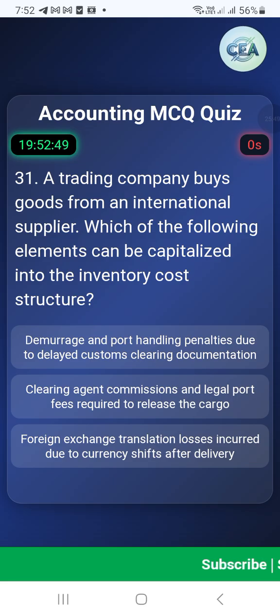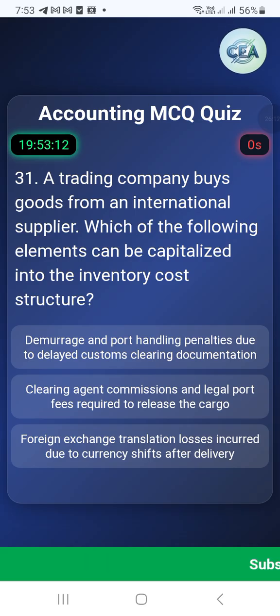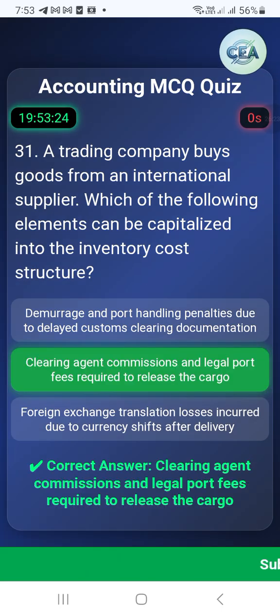31. A trading company buys goods from an international supplier. Which of the following elements can be capitalized into the inventory cost structure? Option 1. Demurrage and port handling penalties due to delayed customs clearing documentation. Option 2. Clearing agent commissions and legal port fees required to release the cargo. Option 3. Foreign exchange translation losses incurred due to currency shifts after delivery. Correct answer is clearing agent commissions and legal port fees required to release the cargo.